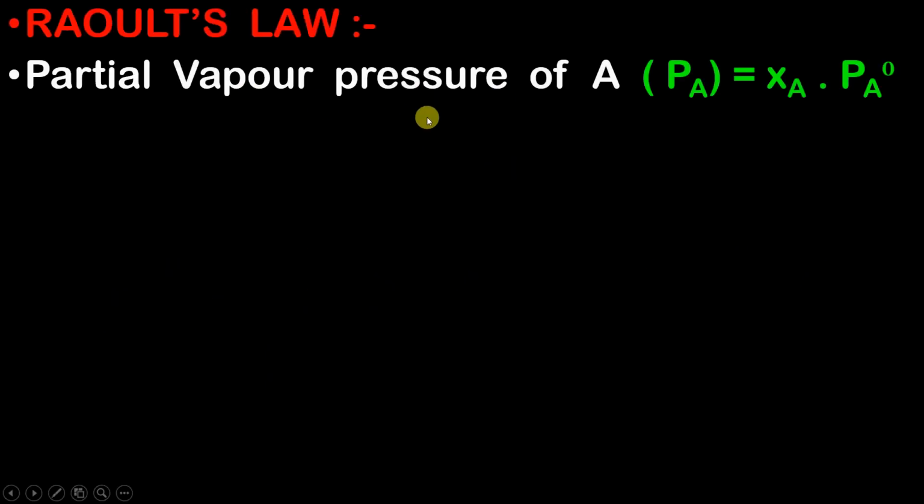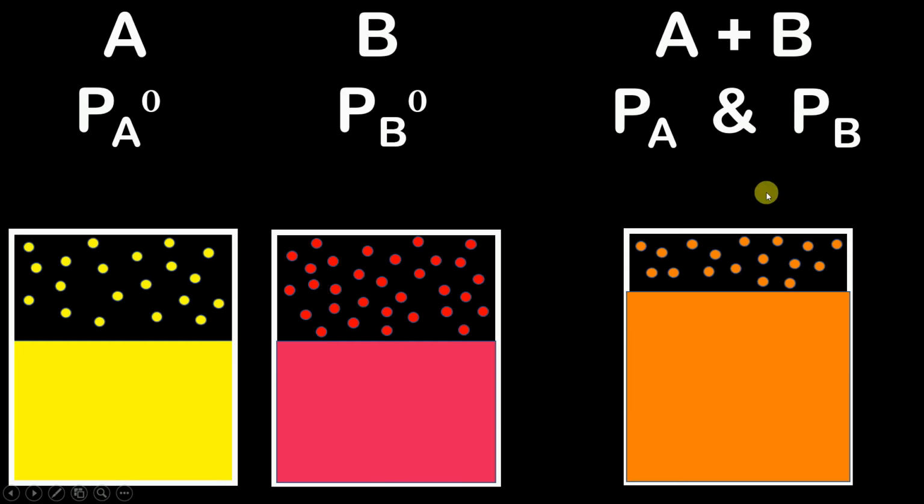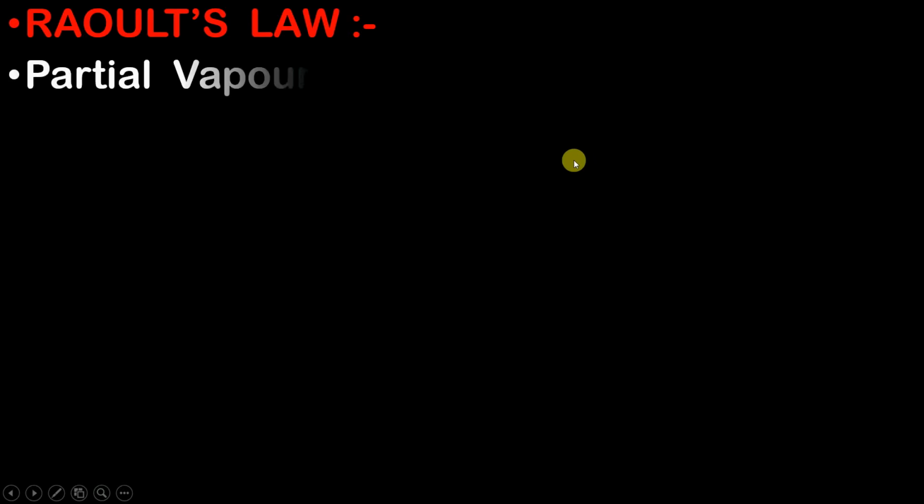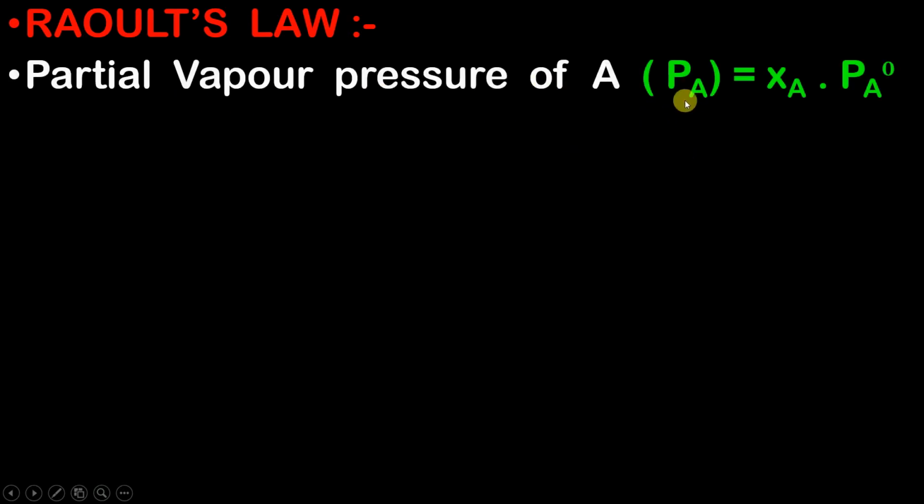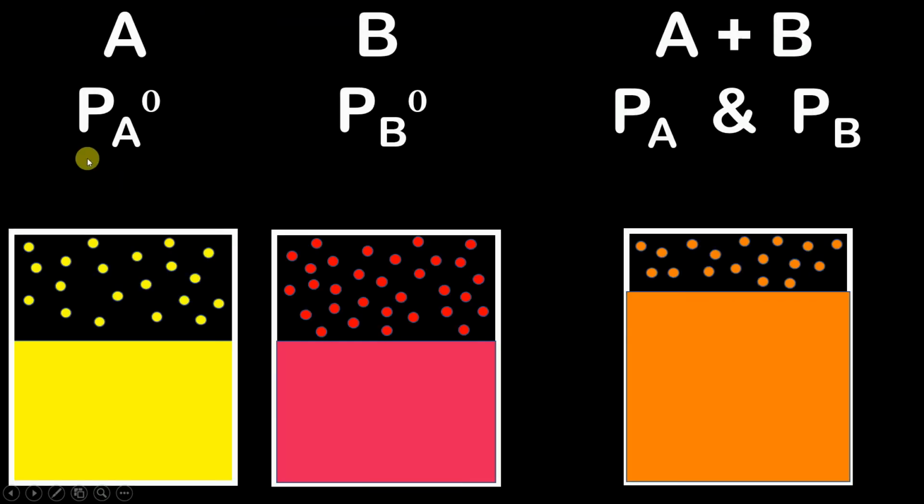Raoult's law tells us that the partial pressure of A is equals to XA into vapor pressure of A. Let me take you all back. Partial pressure is represented as PA. Therefore, I have written over here: partial pressure of A, PA, is equals to XA into P naught of A. And I hope you all remember what is this P naught of A. This is nothing but vapor pressure of pure liquid A.